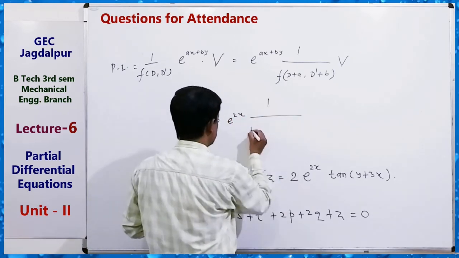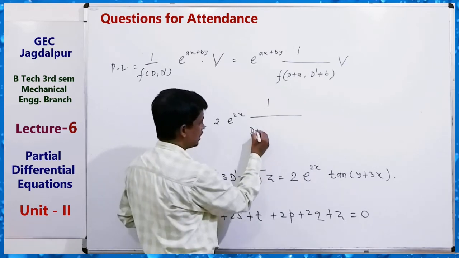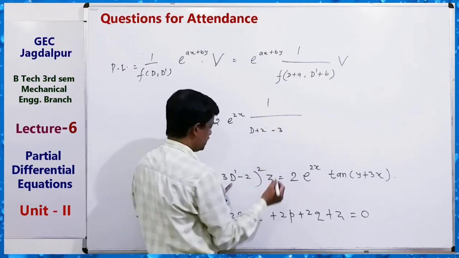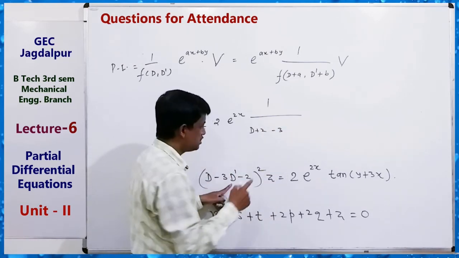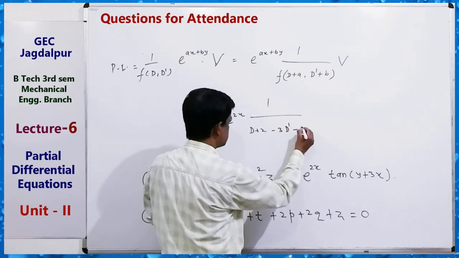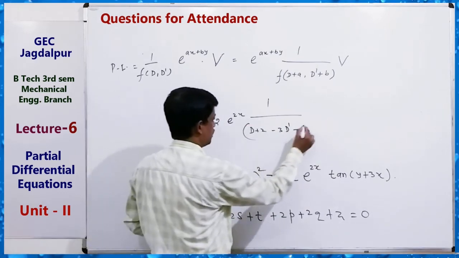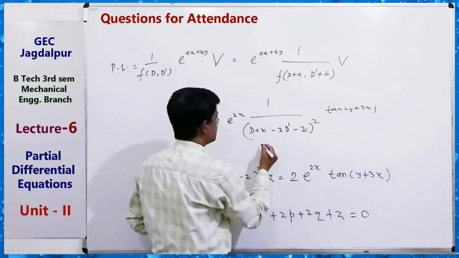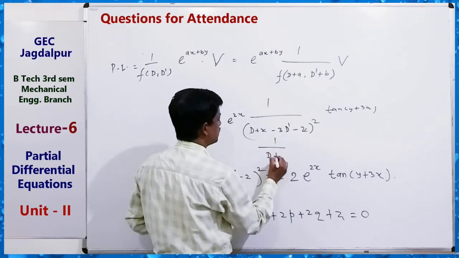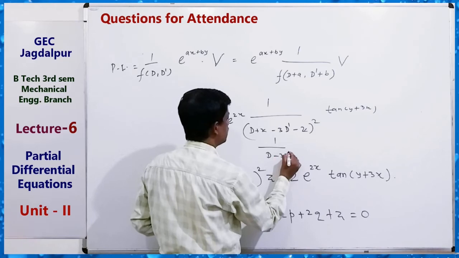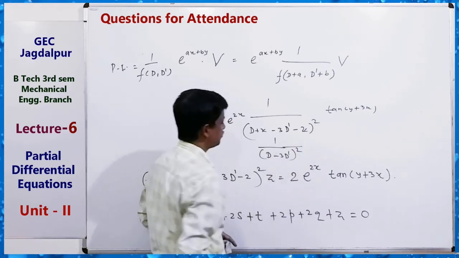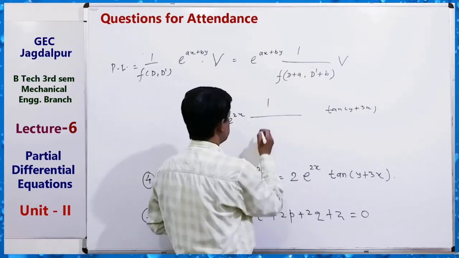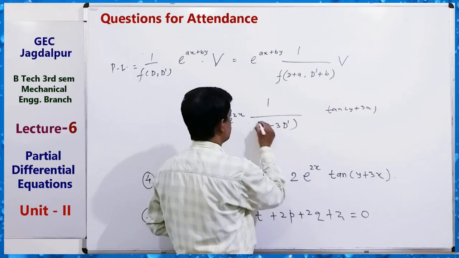So 1 upon d, in place of d plus a means 2, minus 3 d dash plus b means 0. So d dash minus 2 square. Or here the function is 10y plus 3x. Now 2 cancels. So the factor will be d minus 3 d dash square. Clear? So the factor will be what? d minus 3 d dash square.